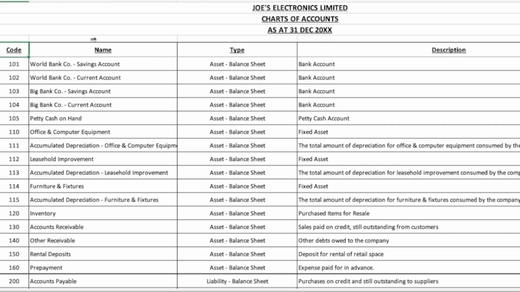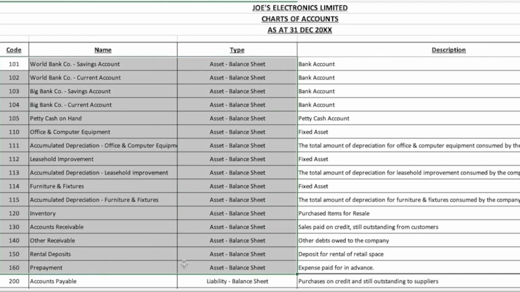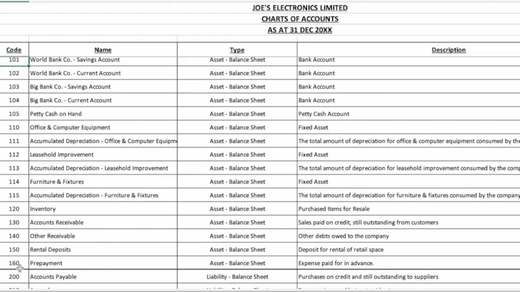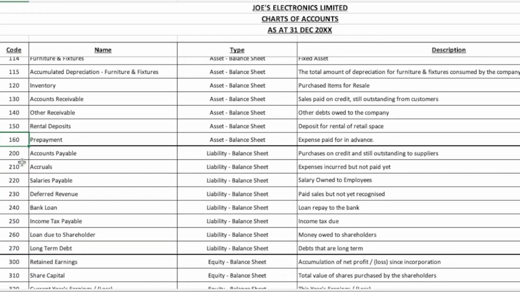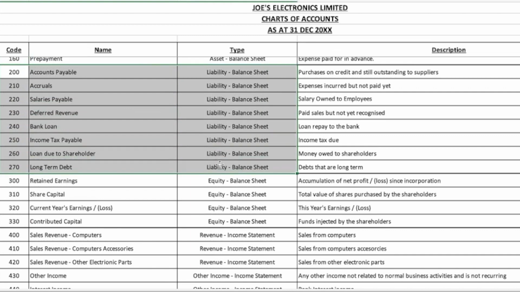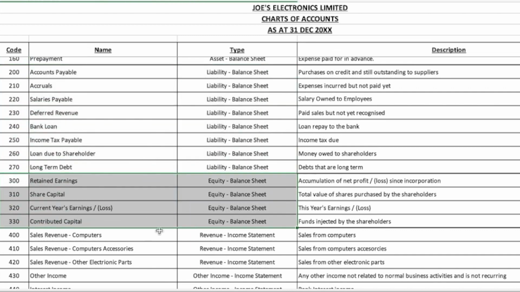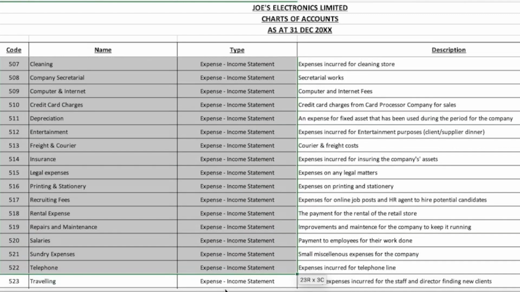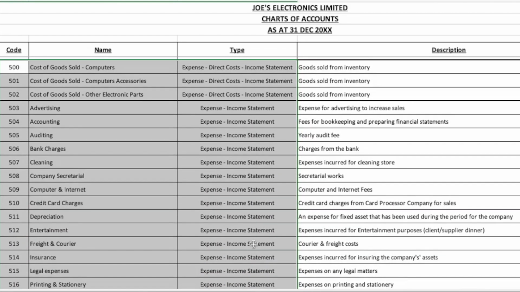So let's take a look at an example of a chart of accounts. Here we have Joe's Electronics Limited charts of accounts. So you see here, for assets, the coding would be from 100 to 199. But as you can see here, there are not that many asset accounts under Joe's Electronics Limited. We are only using up to 160. So from 200 to 299 are liabilities, and from 300 to 399 are equity, and 400 to 499 are revenue accounts, and 500 to 599 are expense accounts.